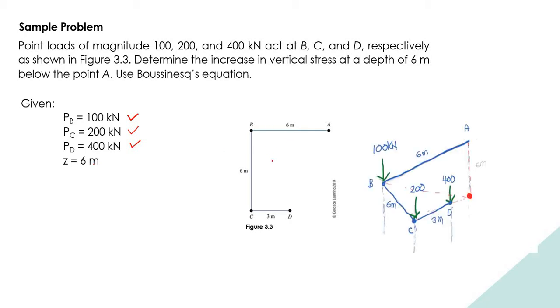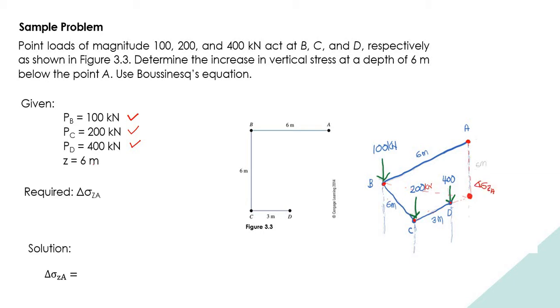So if we are to draw this figure in an isometric view, we have here your 100 kilonewton acting on point B. We have here your 200 kilonewton acting on point C, and then you have your 400 kilonewton acting on point D with the corresponding distances. So we are tasked to get the effect of these point loads at a point 6 meters below point A. So if this is point A, 6 meters below point A, what is the effect of the different point loads?